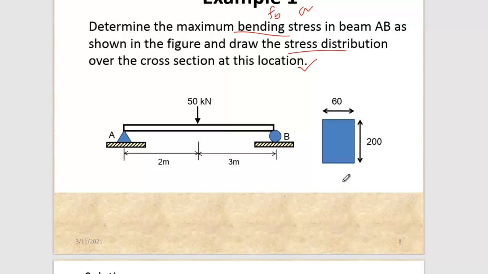So what is the formula? Fb equals My by I. You need moment, you need y, you need I, then you can draw, right? If they say to draw the stress diagram, it's up to you. You can consider y equals 0 here, so you'll find Fb equals 0. You can consider y equals 50, right? You can consider y equals 100.